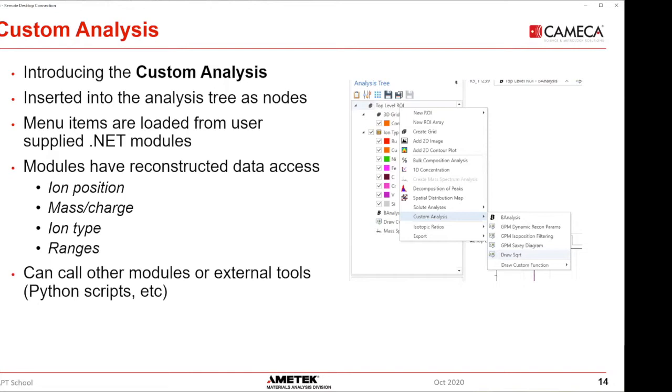You insert a custom analysis into your analysis tree just the same way you would insert any other analysis type, like a 1D composition or a bulk composition analysis. So you right click on your tree, you can do it at the top level, or you can do it from an ROI. So if you wanted to analyze just the ions inside a cube, for instance, you'd right click on the cube, go down to custom analysis, and then you get a menu which is automatically populated by analyses that are available from DLLs that are put into a certain directory.